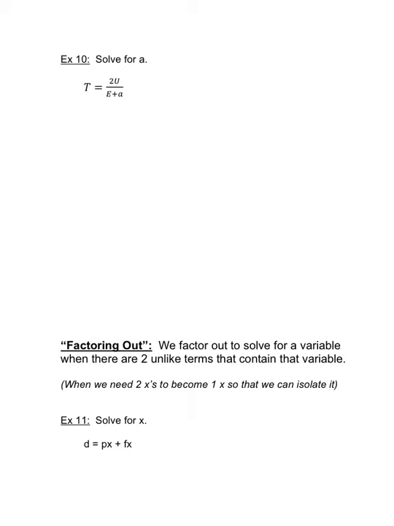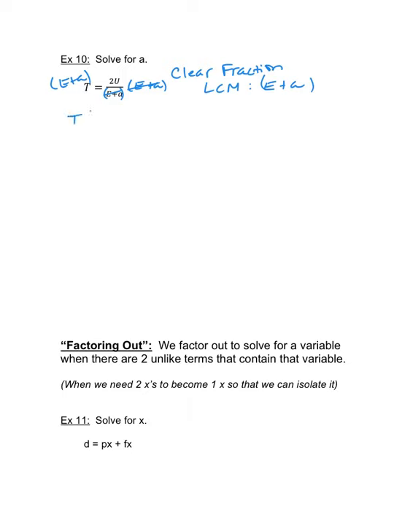If you remember, whenever you have a fraction, you want to first clear your fraction. In this case, our fraction has two terms, so our LCM, our least common multiple, is just that denominator that we have. It's going to be e plus a. So we're going to multiply both sides by e plus a. What this does is it clears the fraction on the right-hand side, and it brings the e plus a to the left.